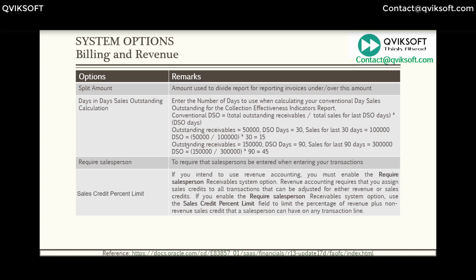So 15 days sales outstanding with a payment term of 30 days, which is very good. That means my collection is very good. The customer is paying me either on time or early. Let's look at another example.